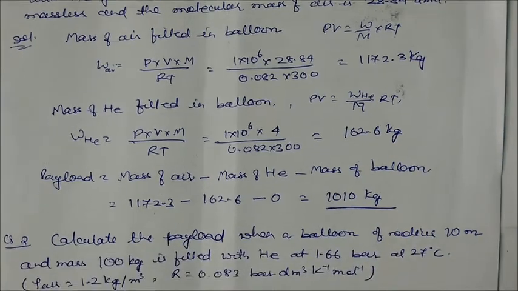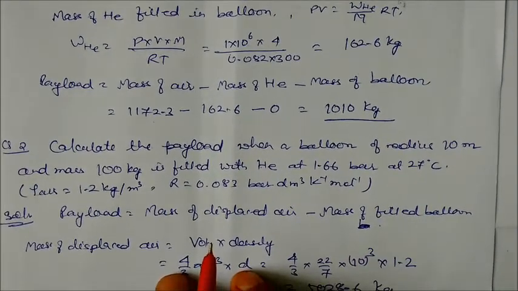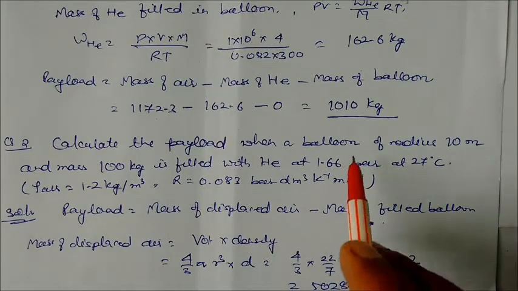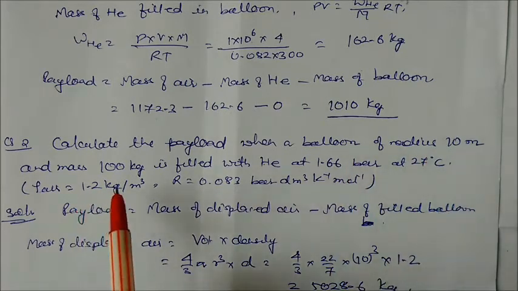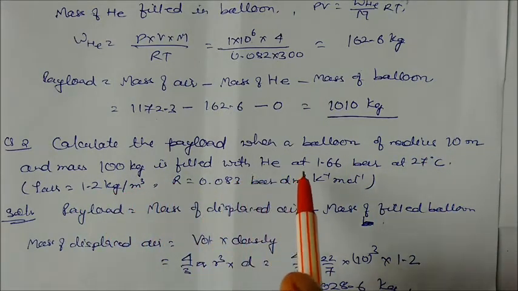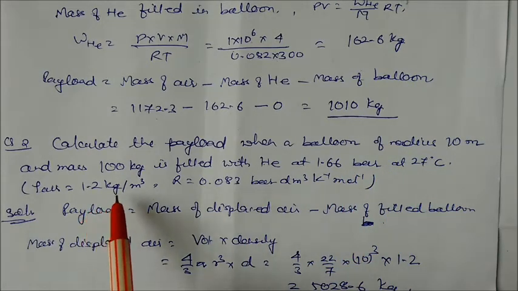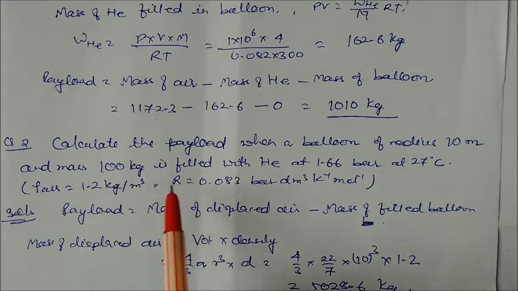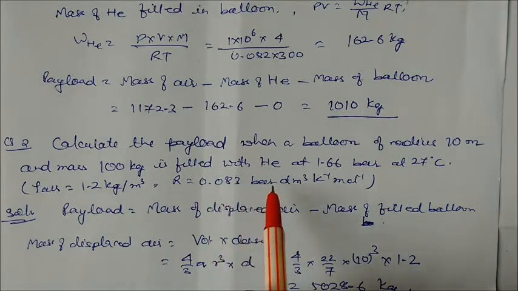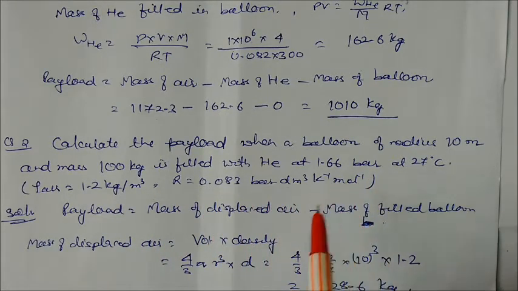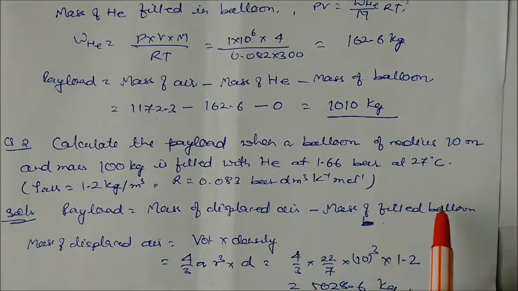You can see some other question. Calculate the payload when a balloon of radius 10 meter and mass of 100 kilogram is filled with helium at 1.66 bar at 27 degrees centigrade. Density of air is given as 1.2 kilogram per meter cube and R is 0.083 bar dm cube per Kelvin per mole. What is payload? Payload is the mass of displaced air minus mass of filled balloon. This is actually the formula.